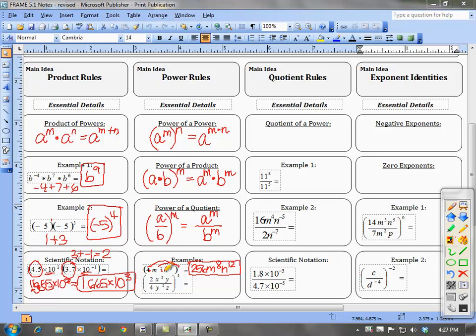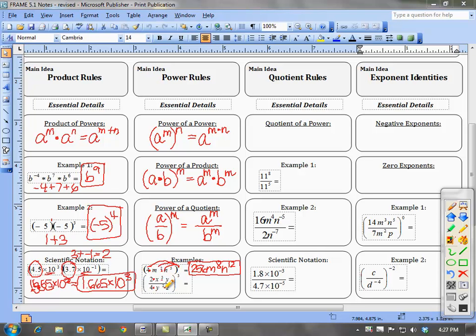Now, the next one we're going to do is we're going to look at this, and I'm going to run maybe out of room. I might write a little bit out elsewhere, but here's the idea. There's 3 things on top and 3 things on bottom. So that 3 is going to go to each of them.